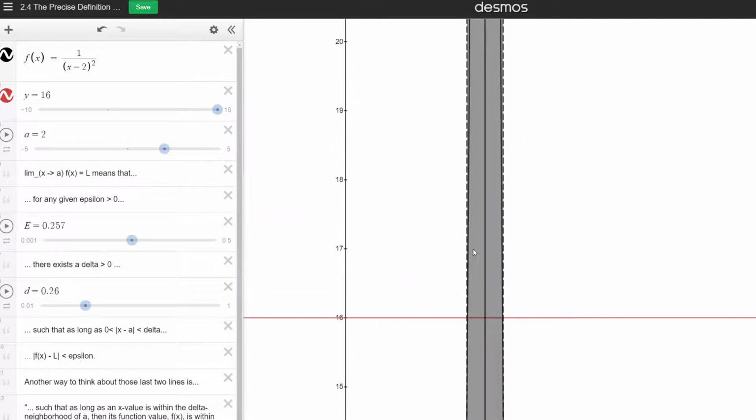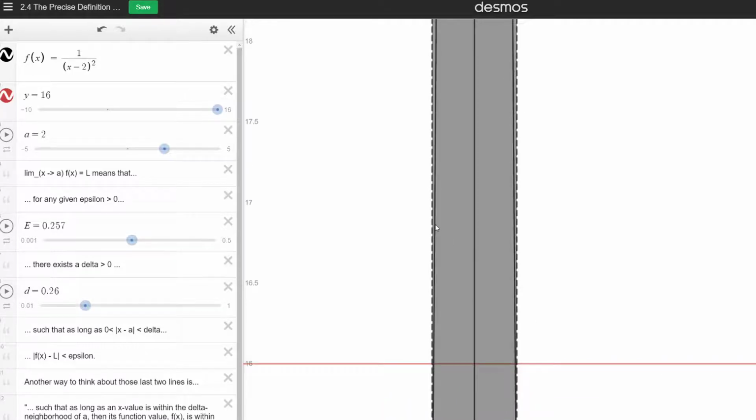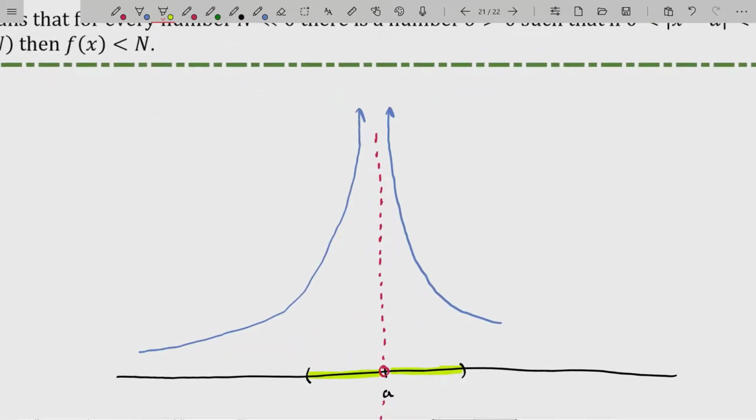Now this app was not designed for this, but the reality is if you tighten up that delta neighborhood tight enough, you'll notice that your curve is above that height of 16 for all x values in that neighborhood. And that's kind of the idea of this definition. In fact, that is the idea of the definition: we are challenged with tightening up this delta neighborhood so that when somebody comes in and says, hey, this is a height of m, you want all your x values to land on your curve above that height of m.